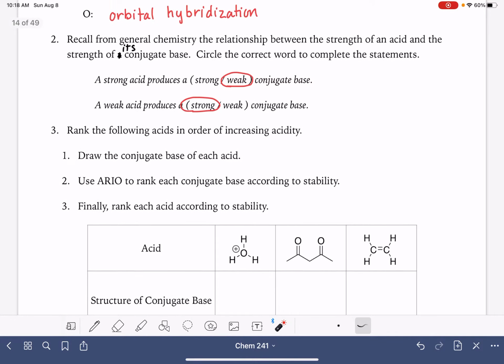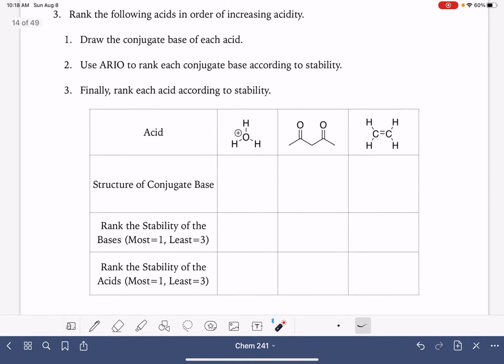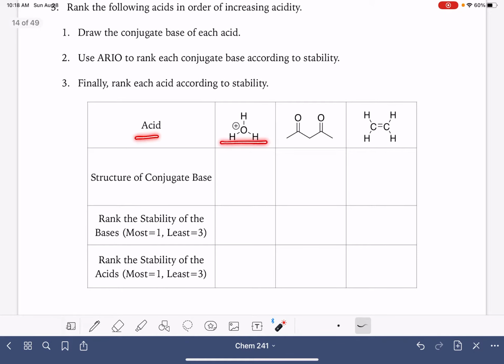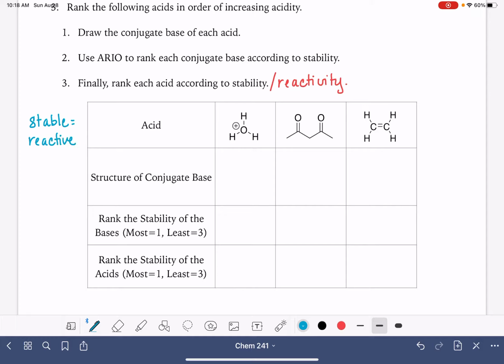So the first actual example that we're going to work on, we've got 3 different substances. We're being told that they are all acids, and our goal is to rank each one of the acids according to its different stability/reactivity. This is something that a lot of students struggle with the terminology on this initially.